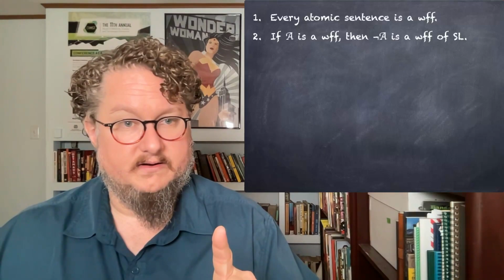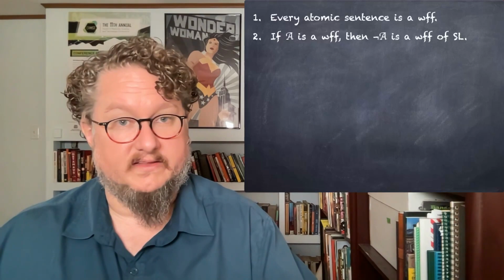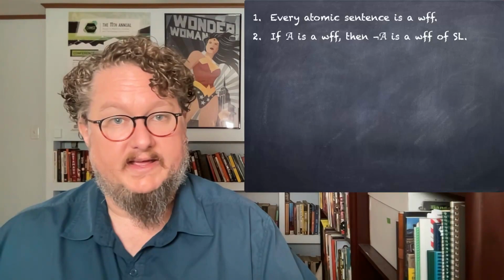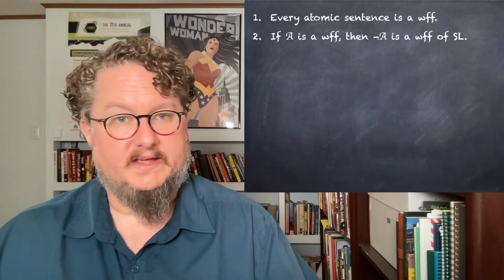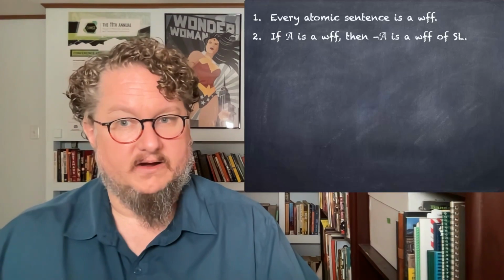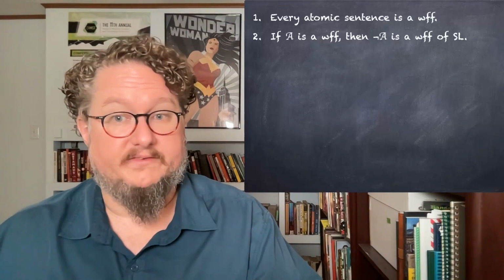Now note here, the A is a funny script font, not our usual chalkboard font. That's because script A isn't our usual sentence letter. It's not an atomic sentence. Instead, I'm using script A as a variable to stand in for any woof, any well-formed formula, an atomic sentence or a complex one. So script A is not a symbol of SL, and so not script A there is not an expression or a woof. This is a meta-language expression. This is an expression in the language that we're using to define SL. So we call script A a meta variable.